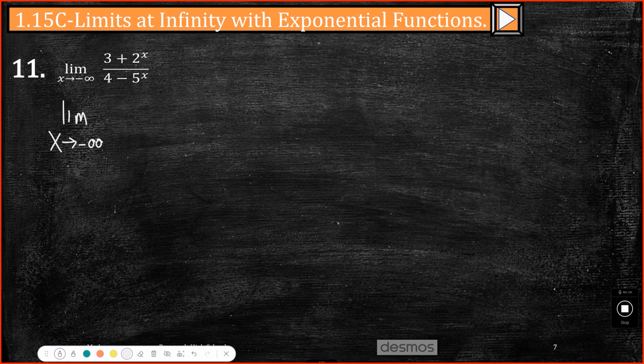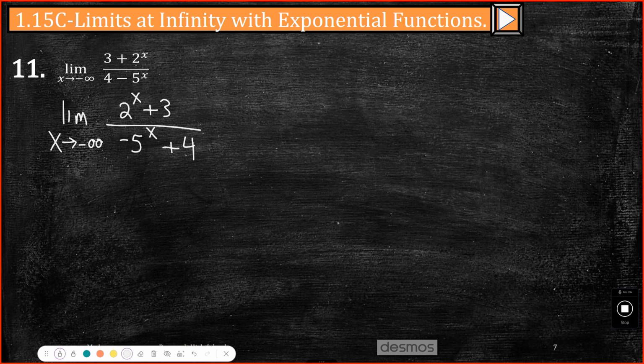Okay, let's rewrite it correctly. This is kind of not written correctly. It should be 2 to the power of x plus 3. And the bottom should be negative 5 to the power of x plus 4. Okay, there's no problem with that.